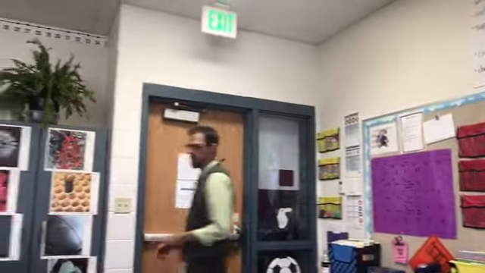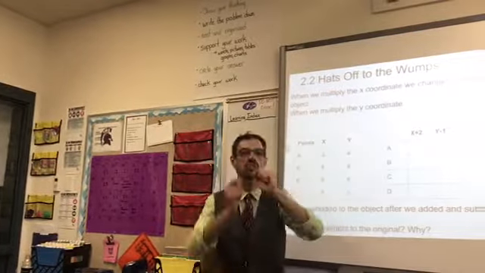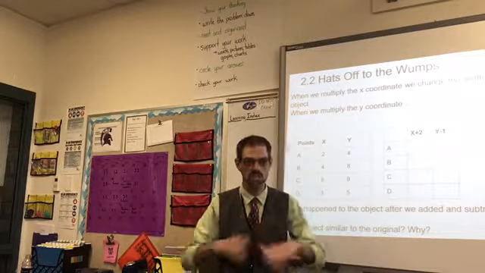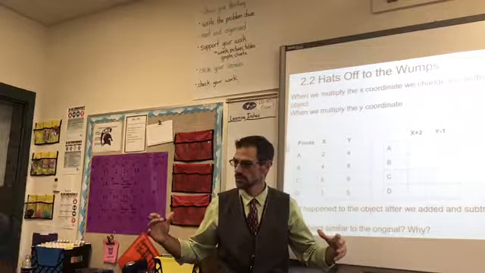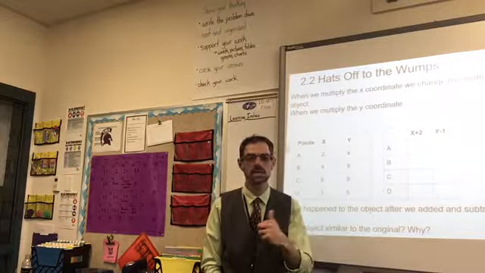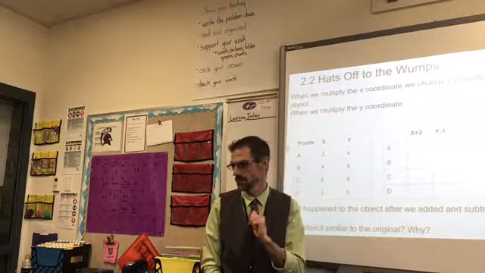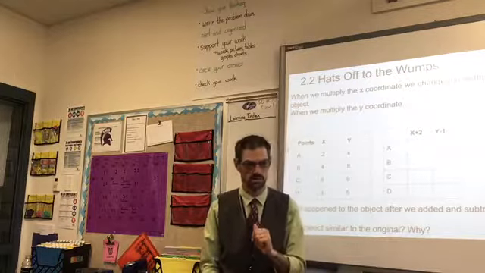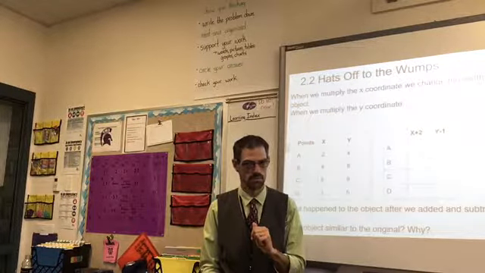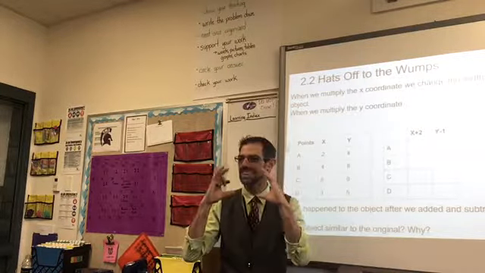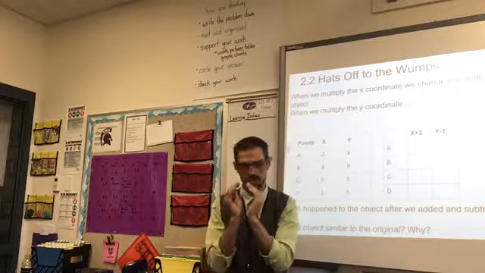So we already decided that when we multiply an x-coordinate, we change the width of the image or the object. X is going to change the width. So my question to you: what happens if I multiply by a decimal, by less than one? It gets smaller. It's going to get smaller. So if I multiply by less than one, it's going to shrink.